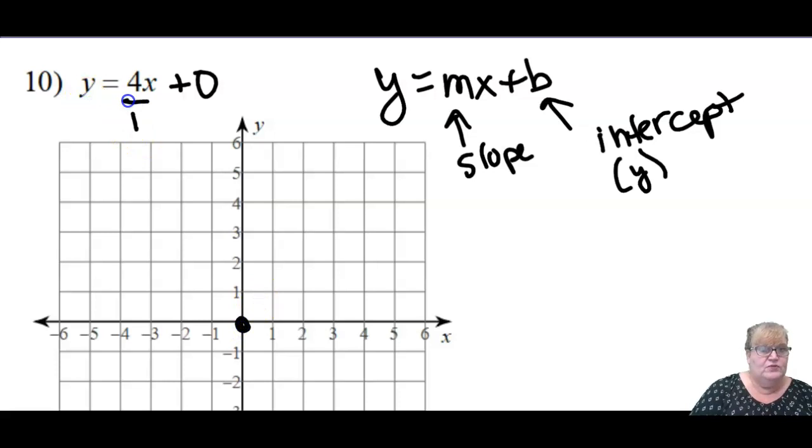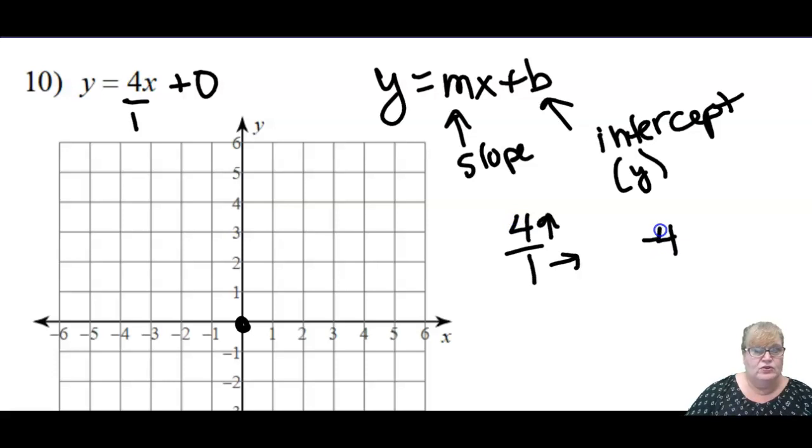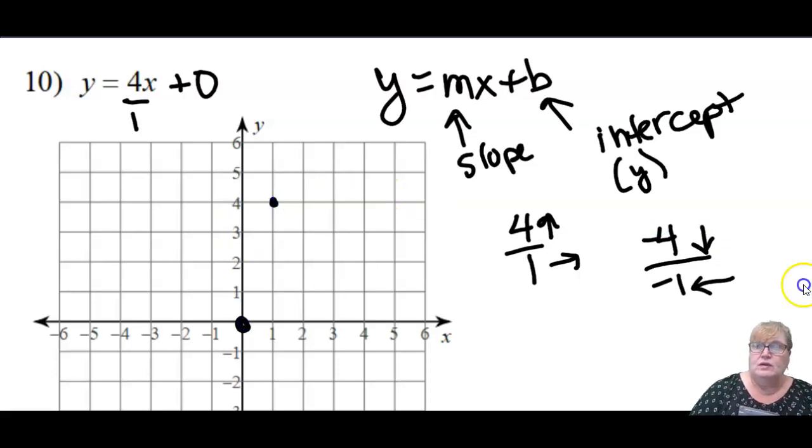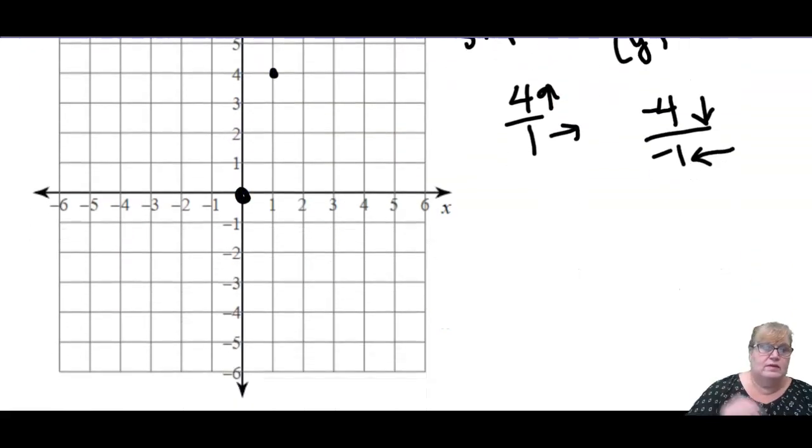The slope is 4 over 1, and a slope of 4 over 1 means up 4 and 1 to the right, or you could think of it as two negatives. You could go down 4 and 1 to the left. Up 4, 1 to the right. Down 4, 1 to the left. Gives me a beautiful line. I'll cheat and use my line tool. There we go. And it should have arrows.